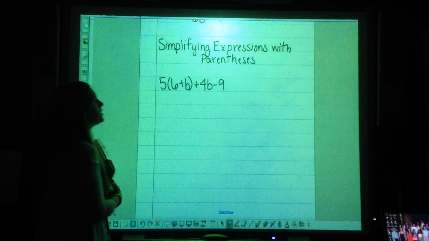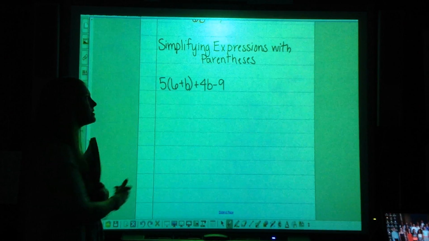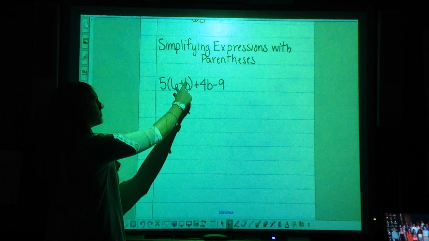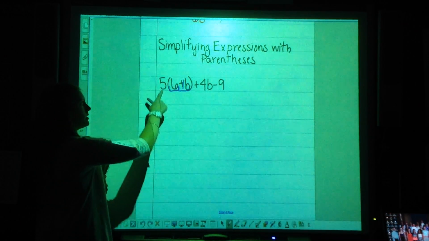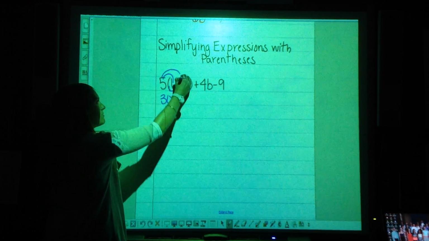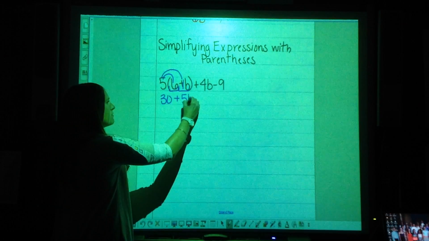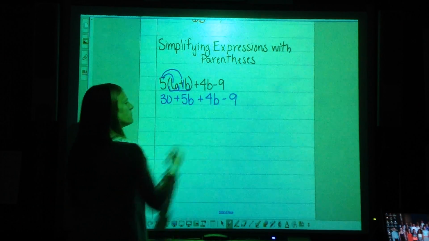Okay, so yesterday I learned the distributive property is whenever there's a number next to a set of parentheses, I distribute or multiply that number to both terms on the inside. I have a 6 and a positive 1b. 5 times 6 is 30, and 5 times 1 is a positive 5b. And then I'm going to drop the rest of the expression down.